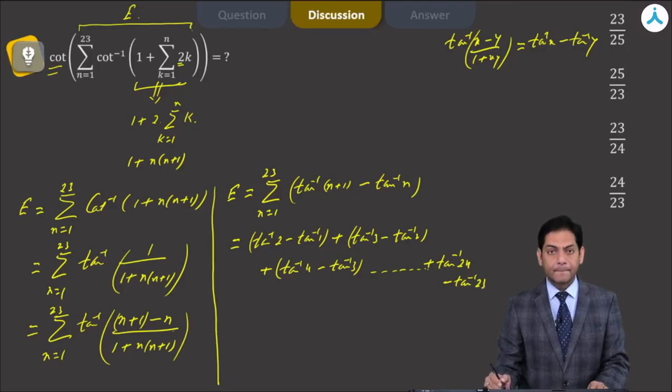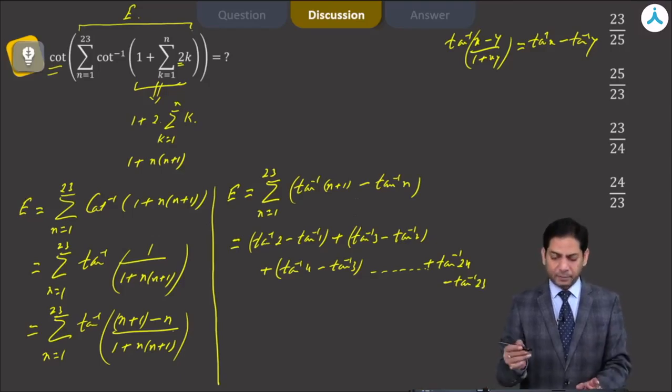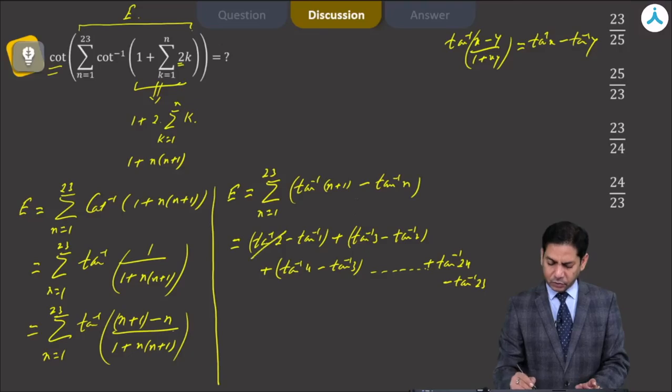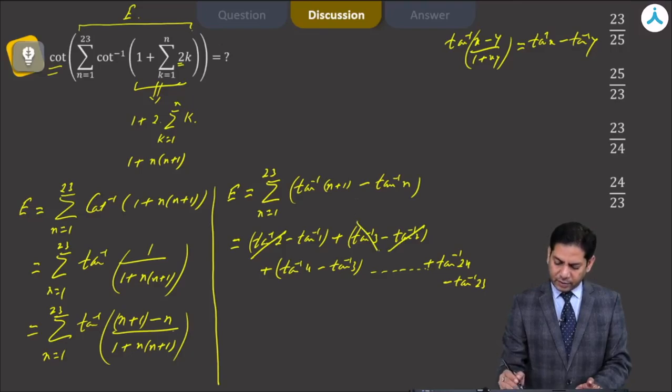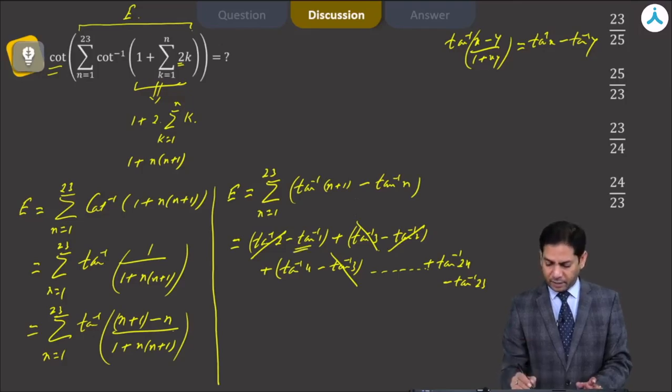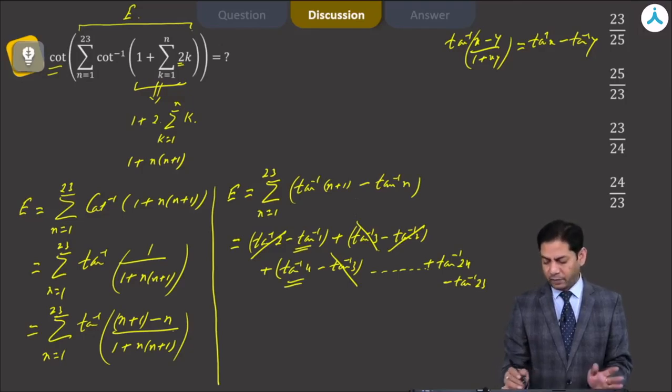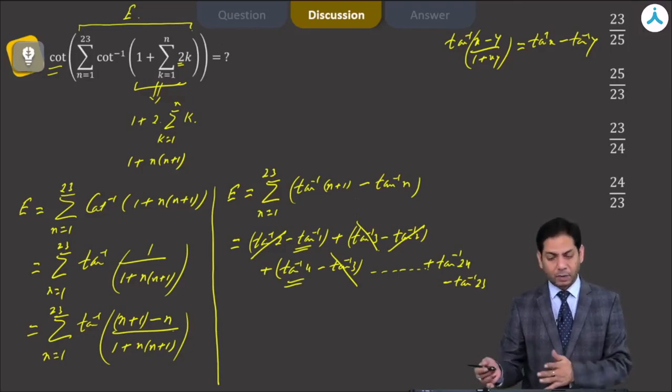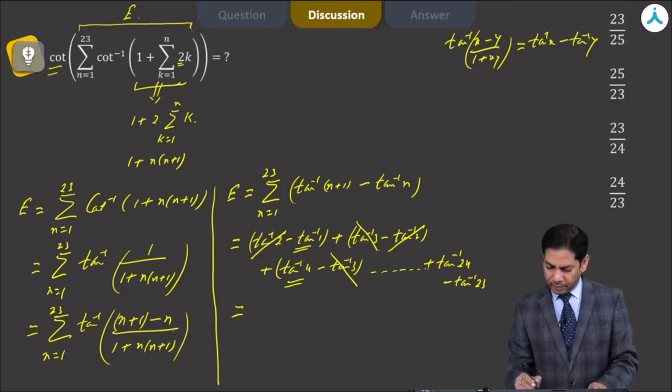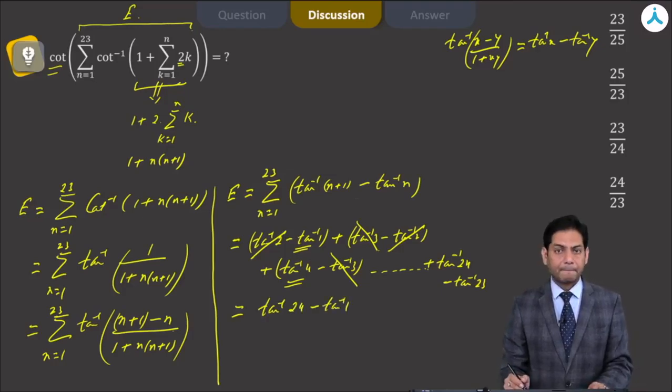Now you can clearly see from here that this tan inverse 2 will cancel out this tan inverse 2, this tan inverse 3 will cancel out this tan inverse 3. So when we are simplifying three brackets, three terms, we are left with the second part of the first term and first part of the last term. So when we go up to the end, cancelling out all the terms, we will be left with only tan inverse 24 minus tan inverse 1.